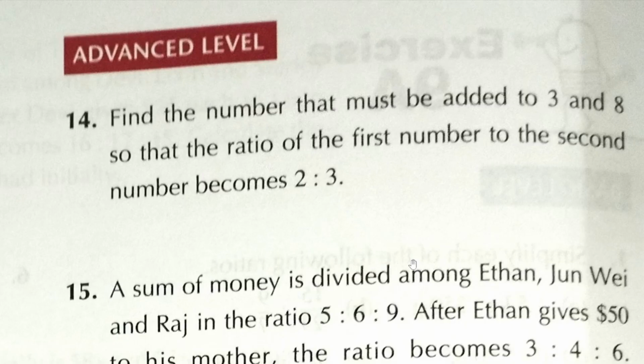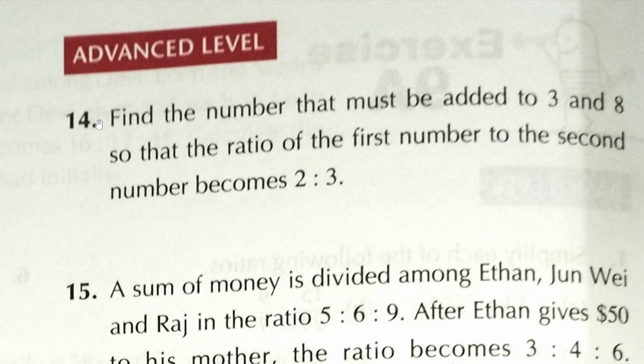Question number 14 is, find the number that must be added to 3 and 8 so that the ratio of the first number to the second number becomes 2:3. So the numbers are 3 and 8. A number is added to 3 and 8, so the ratio between them becomes 2:3. So let us solve this question.